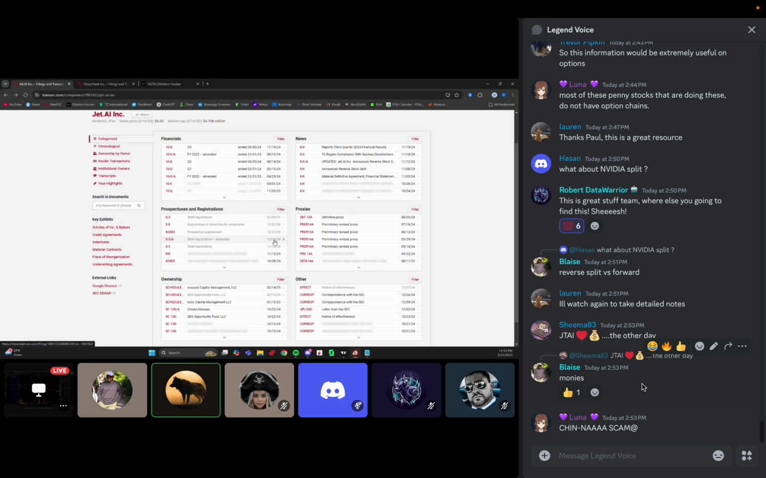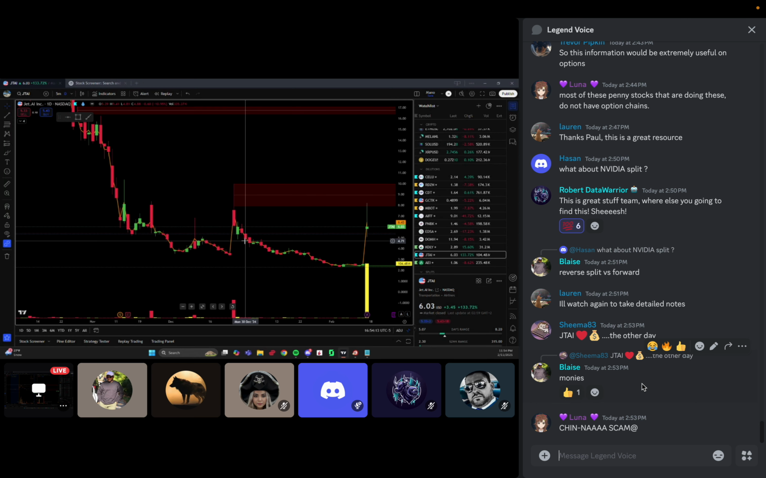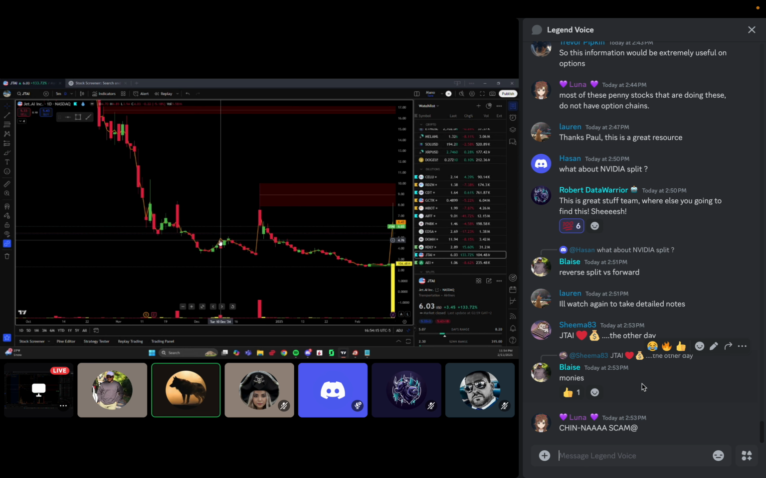So after that, on 12.10, they finally amended this filing and it came into effect 12.27. So it took time. Let's see what happened with the stock in this range. Let's see 12.10. December 10. Look at this red candle.